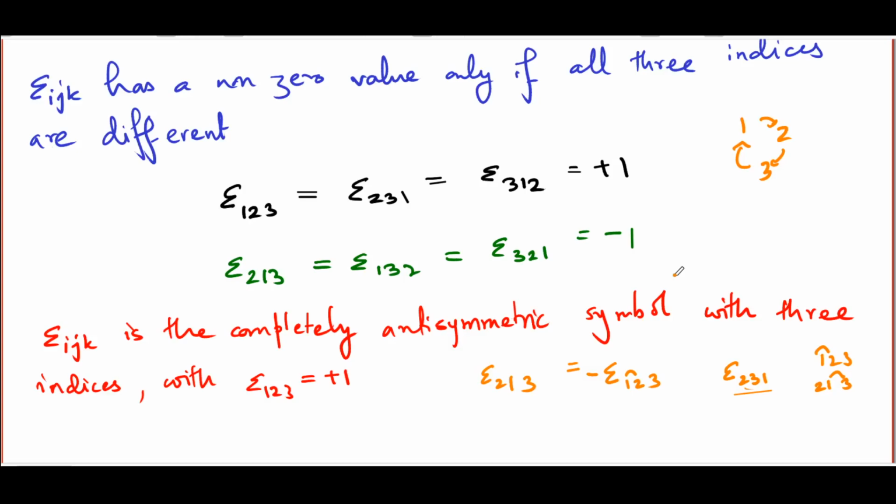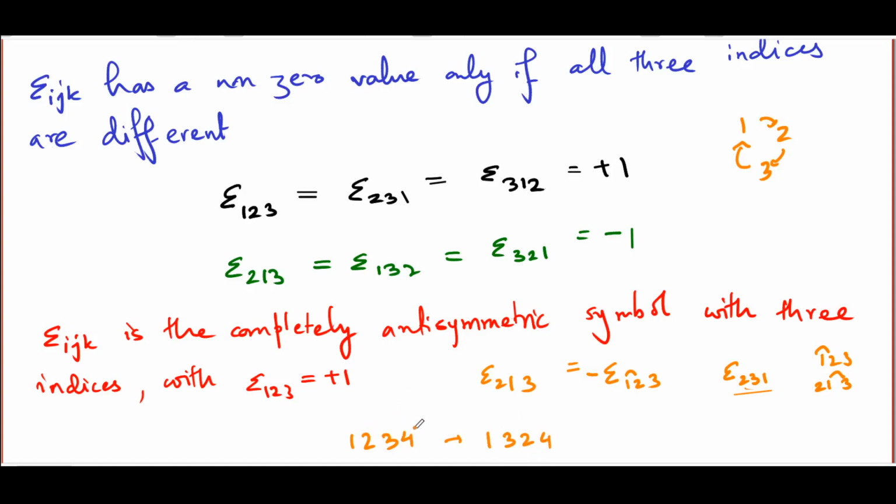Note that this works only in 3 dimensions, because in 3 dimensions, all possible permutations can be broken up into cyclic or anti-cyclic permutations. In 4 dimensions, for example, you would have 4 indices, 1, 2, 3, 4, and the change 1, 3, 2, 4 is neither cyclic nor anti-cyclic.